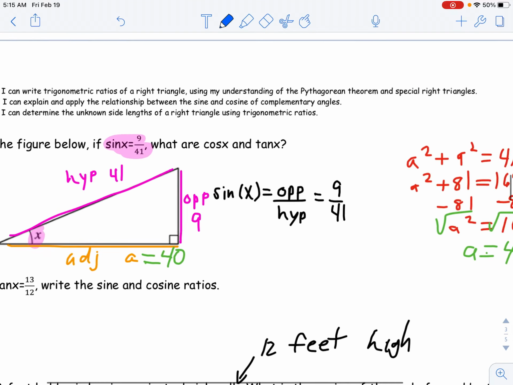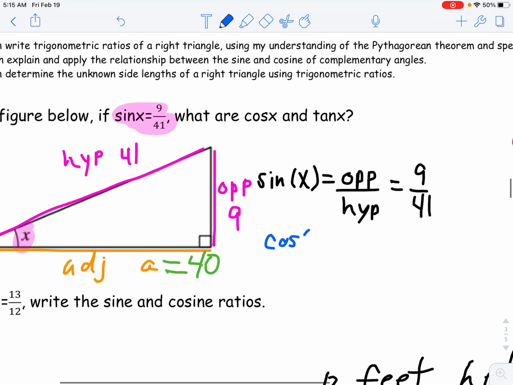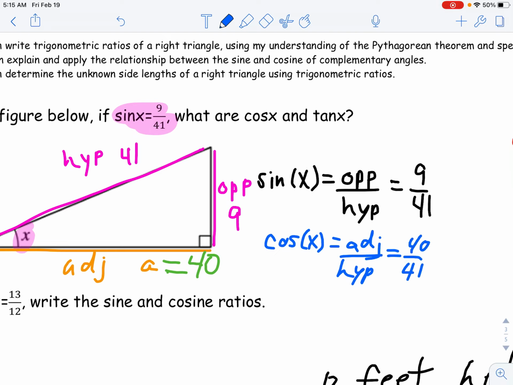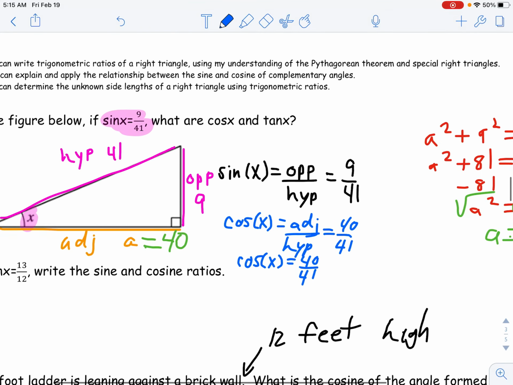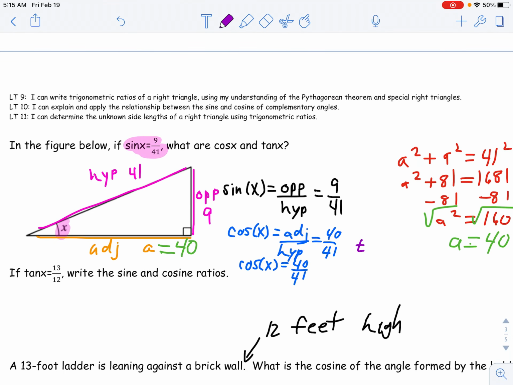Cosine of x, remember, is just adjacent over hypotenuse. The adjacent side is 40, the hypotenuse is 41, so it's 40/41. In the future, you're just going to write cosine x equals 40/41. You don't have to write adjacent over hypotenuse each and every time, but this is something new, so we're building that repetition. And tangent of x is opposite over adjacent, which is 9/40.